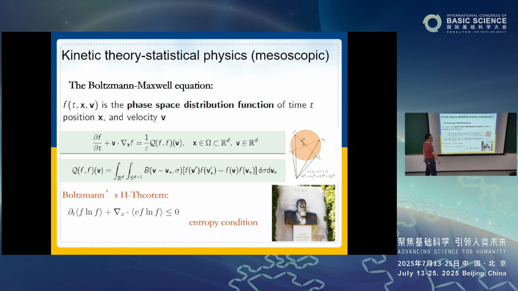Well, he had nothing from the equations anyway. It's because he discovered this fundamental identity. In the part, it's called entropy H0. It's called entropy condition, where F log F is the so-called entropy.